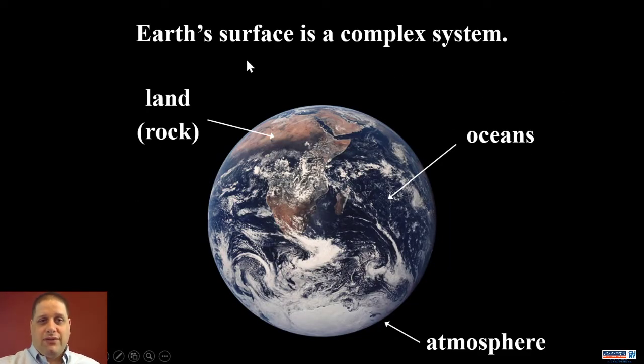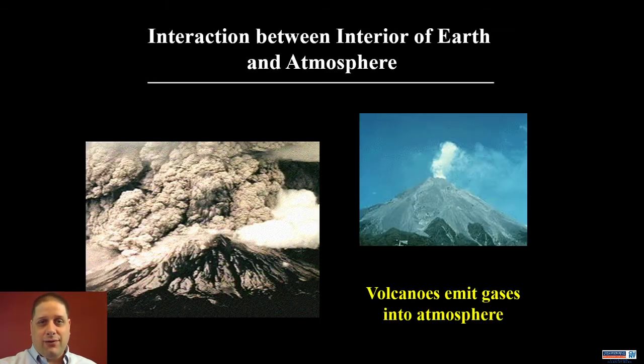So the Earth's surface is a very complex system with many parts that interact with each other. So here's an example of interaction between the interior of the Earth and the atmosphere, right? We have a volcanic eruption emitting gas into the atmosphere, changing the composition of the atmosphere. A volcanic eruption might be a single event that temporarily changes the local atmosphere, or throughout the history of the Earth, changes in the amount of volcanism can strongly change the composition of the atmosphere itself.